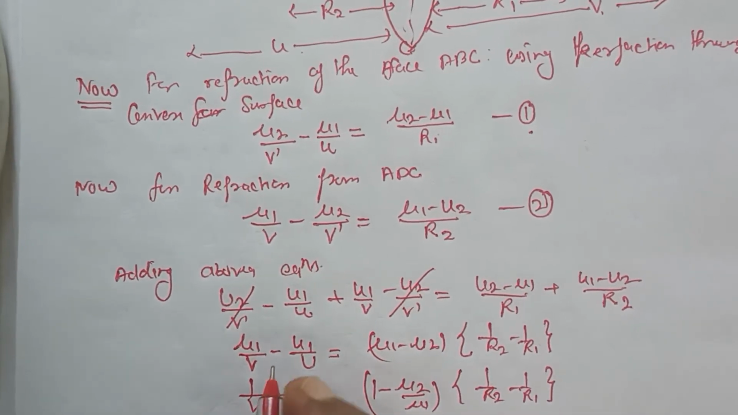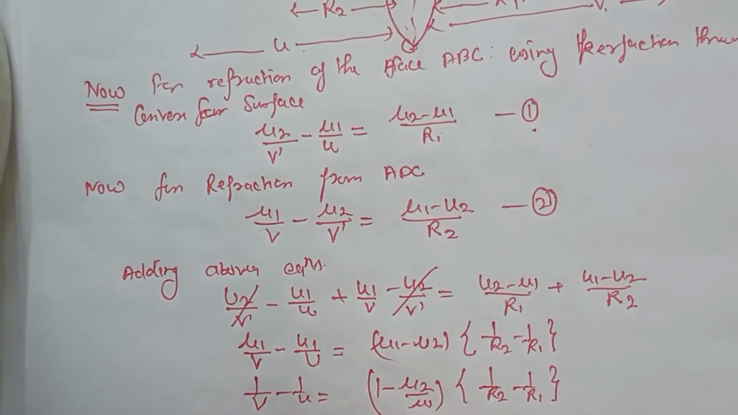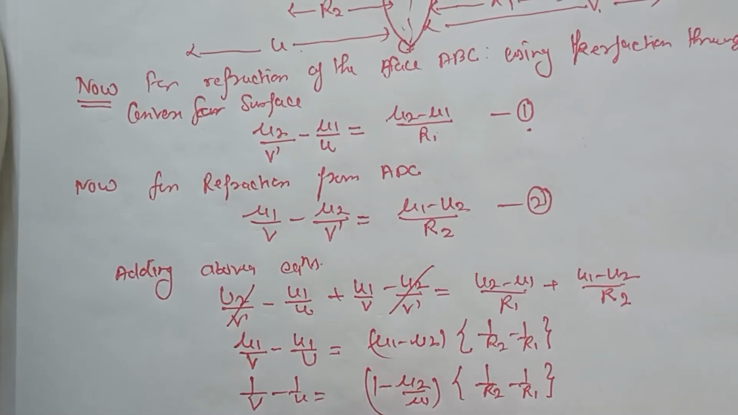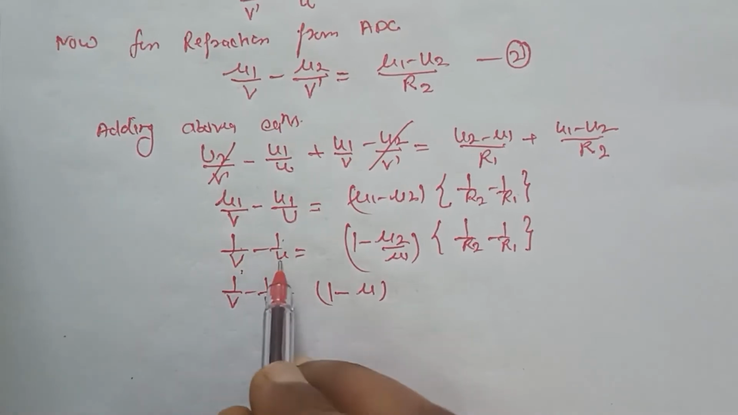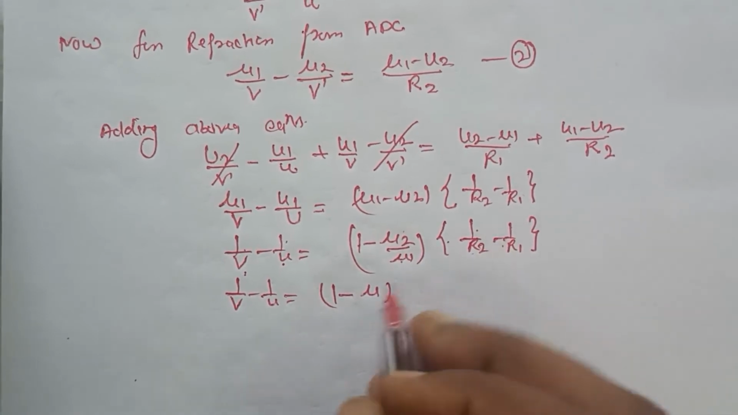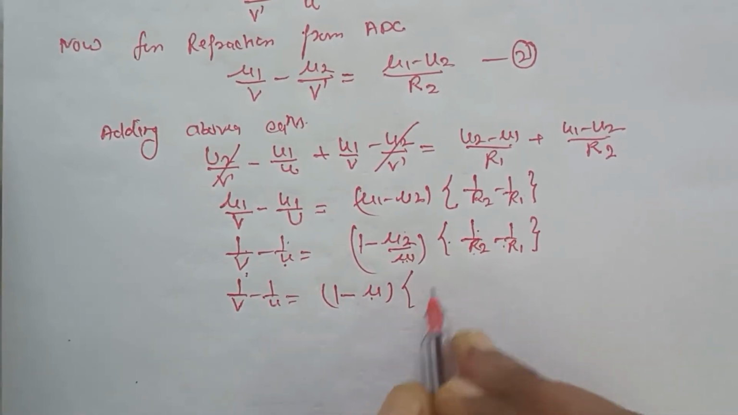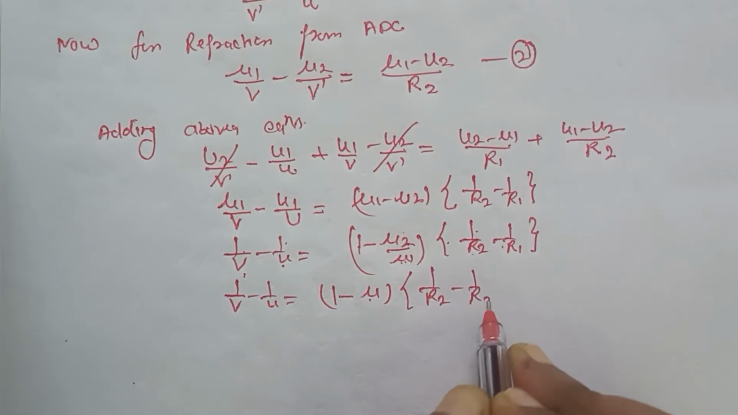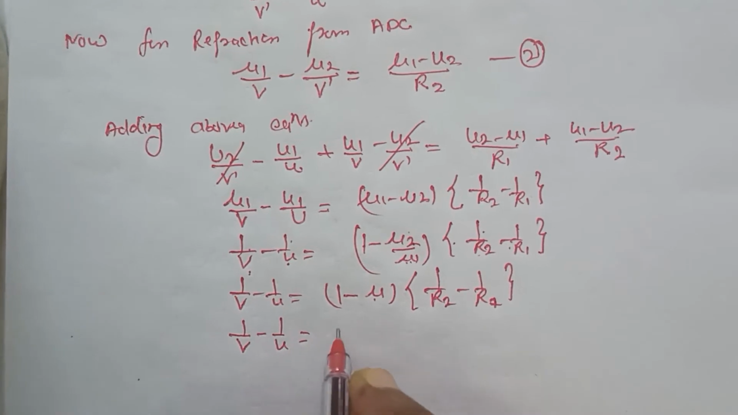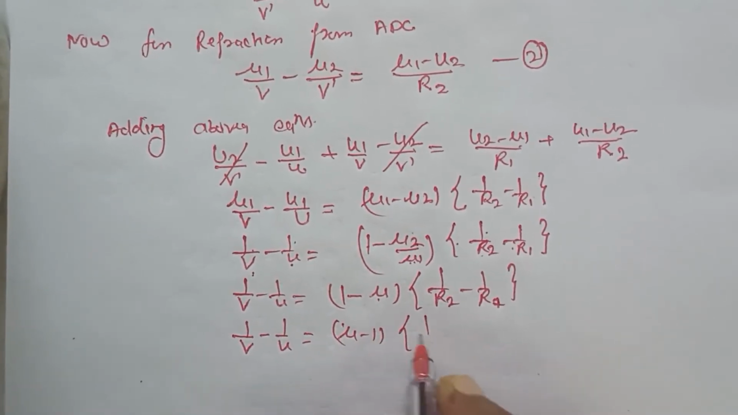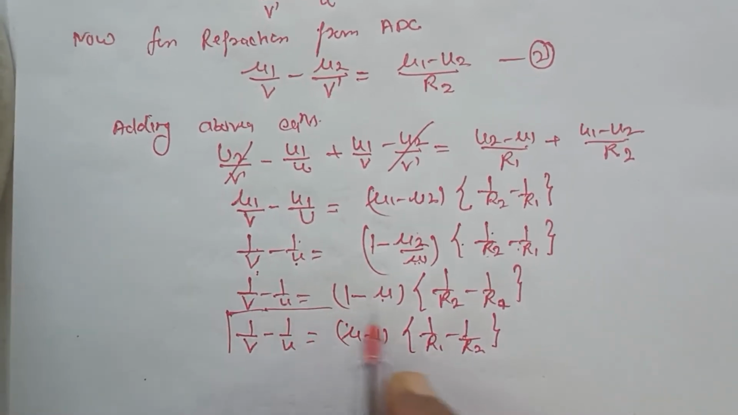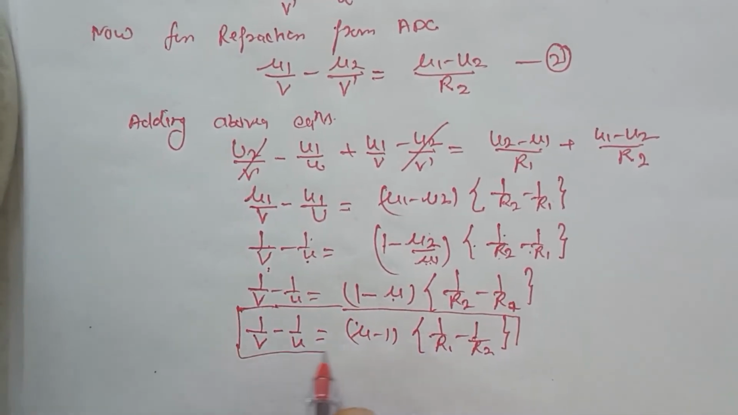Hence, this can be written as 1/V minus 1/U equals 1 minus mu2 divided by mu1, in brackets 1/R2 minus 1/R1. Mu2 divided by mu1 we consider as mu. This form is also written as mu minus 1 times 1/R1 minus 1/R2. This is the lens maker formula for a double convex lens.